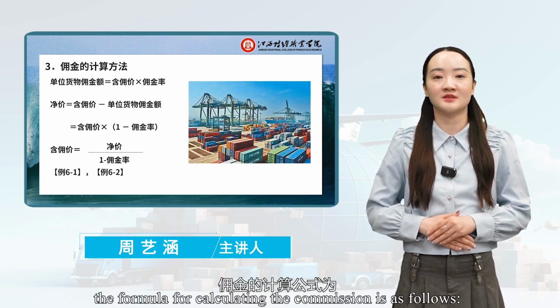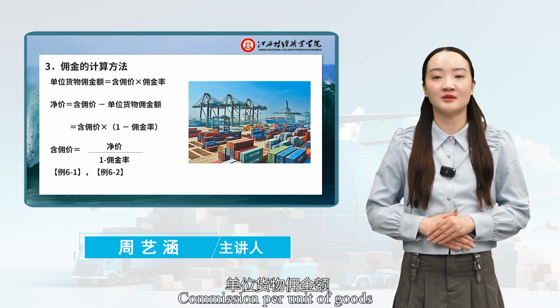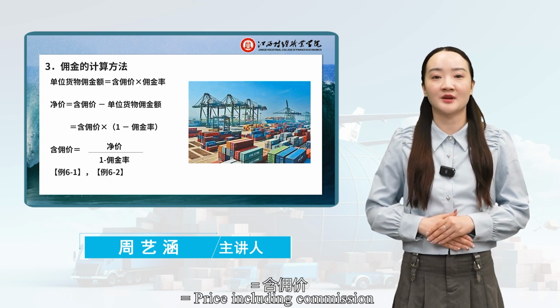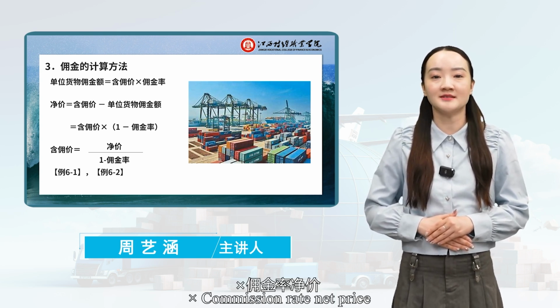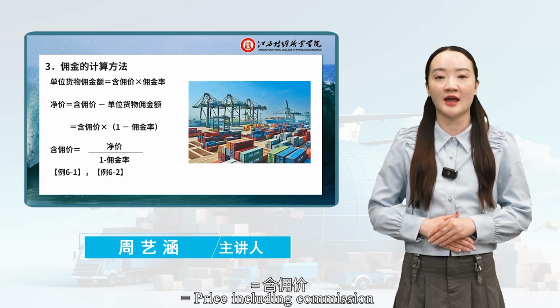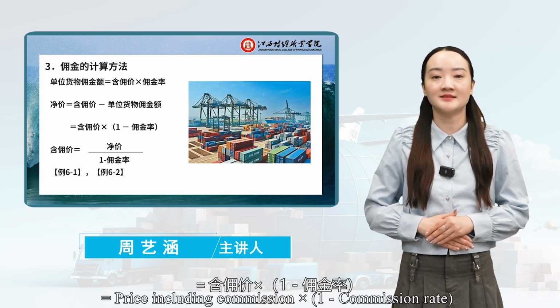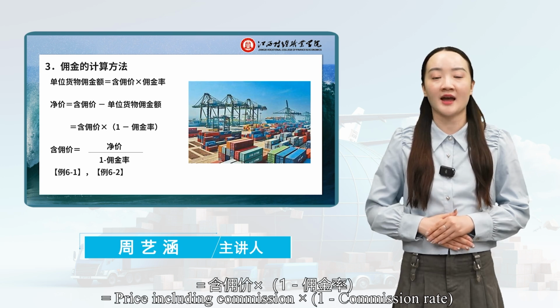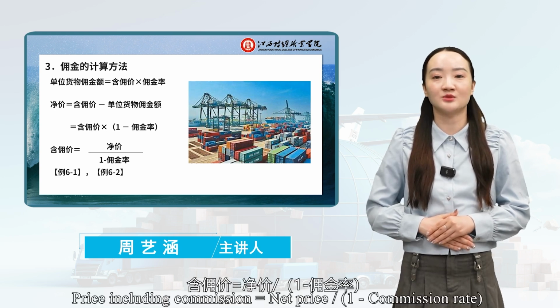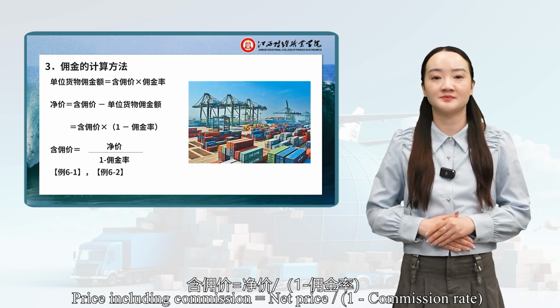The formula for calculating the commission is as follows: commission per unit of goods equals price including commission multiplied by commission rate. Net price equals price including commission minus commission per unit of goods, which equals price including commission multiplied by 1 minus commission rate. Price including commission equals net price divided by 1 minus commission rate.